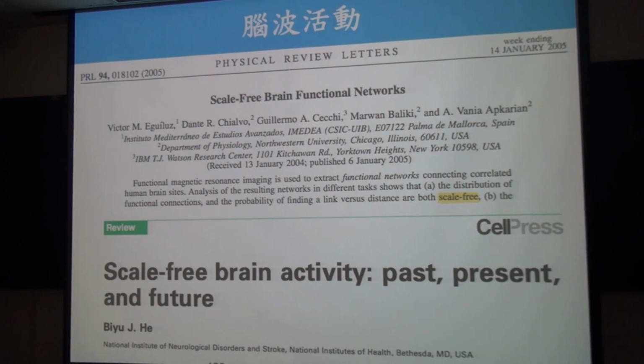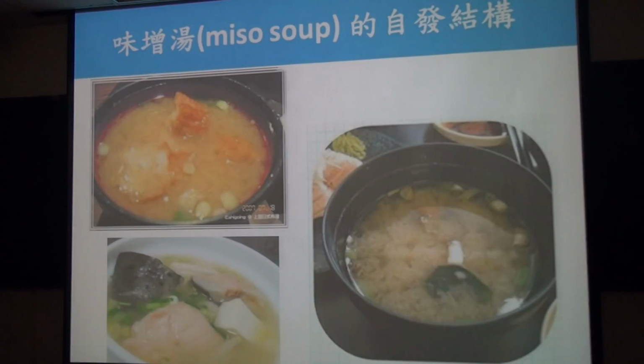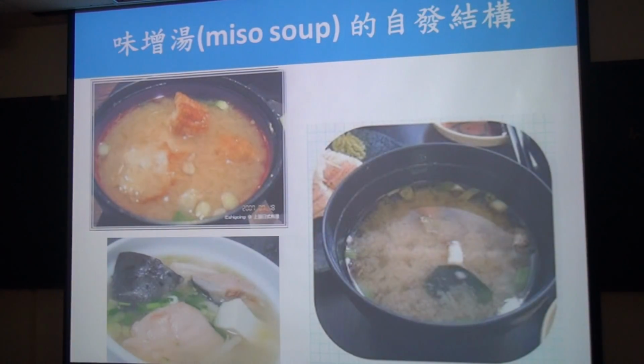We need people to collaborate, because these things are all too advanced for undergraduates, but we're trying to do that. Brain activity is scale free. A lot of people, medical doctors, are using power law or different stuff. Okay, forget about that. Anyway, that's that.